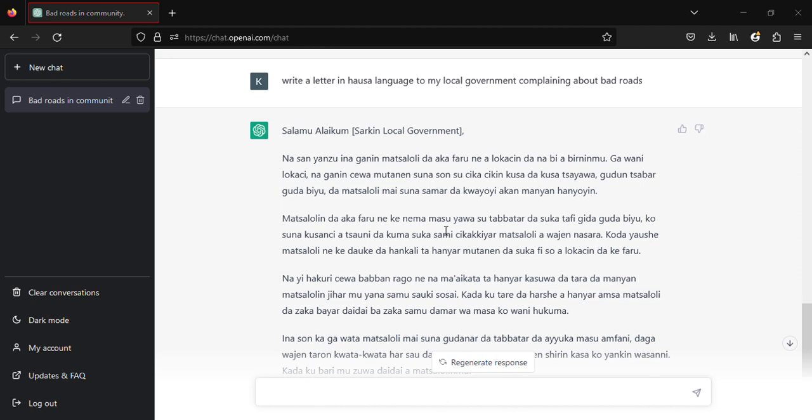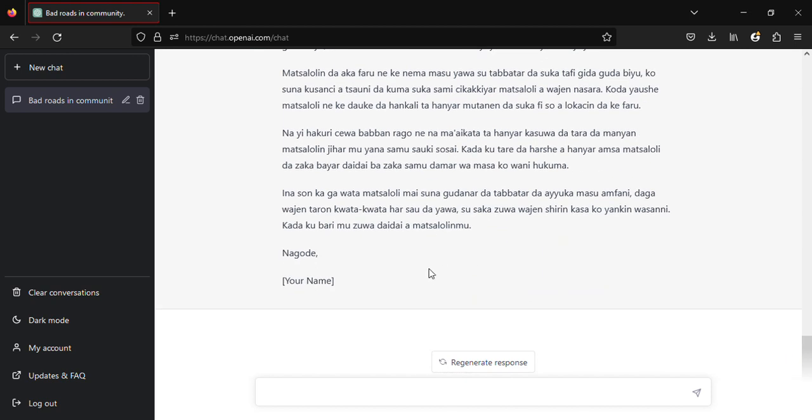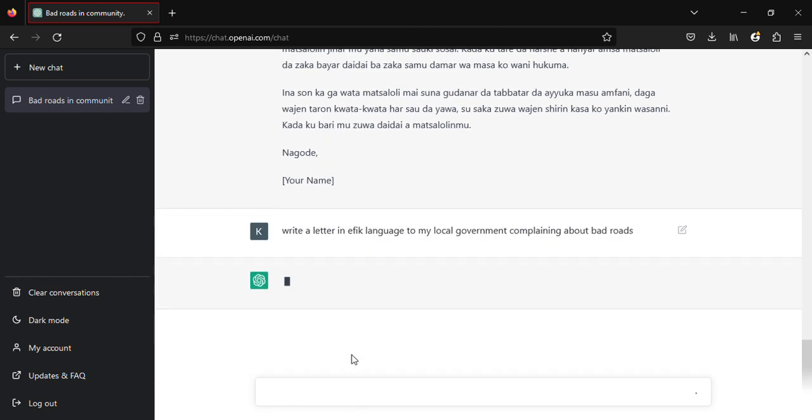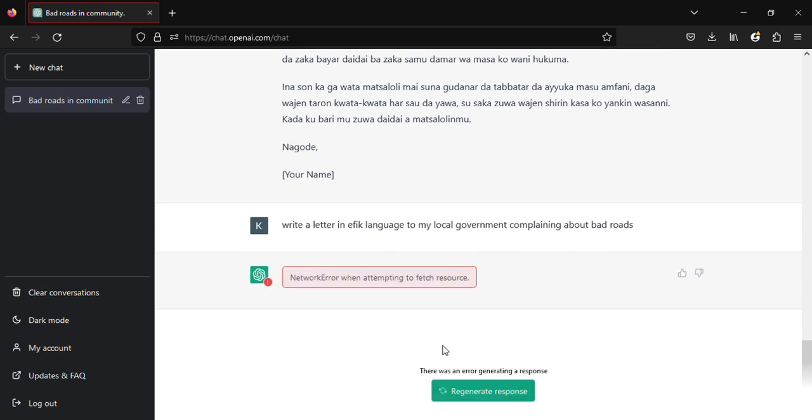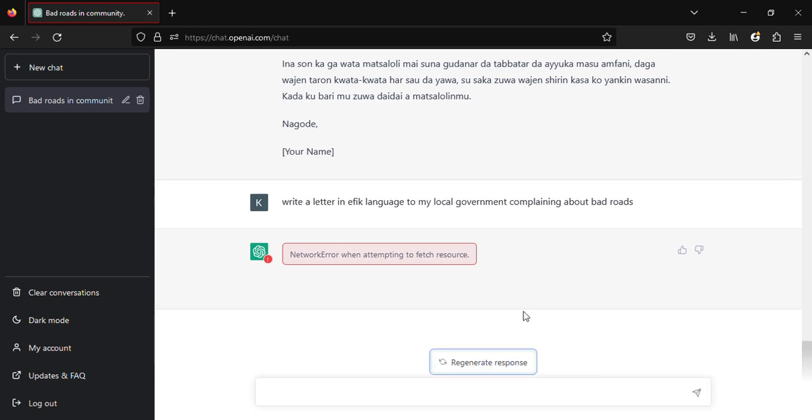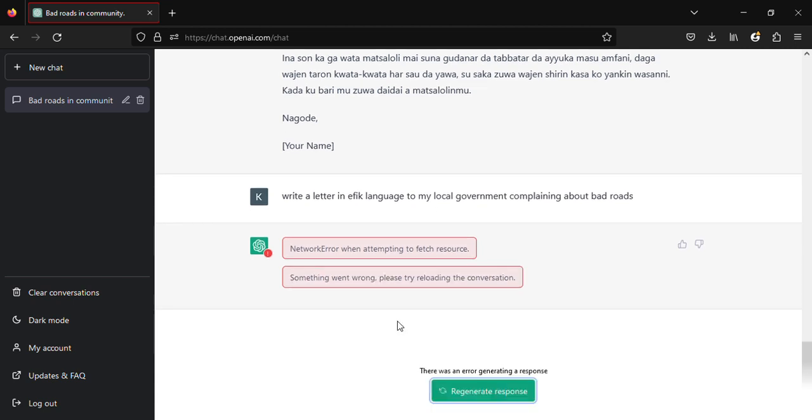Let's try the Efik language. You know, the Efik are a tribe in the south region of Nigeria. Let's try their own language, the Efik language. It's saying there's a network error, so let's try again. Saying there's a network error.